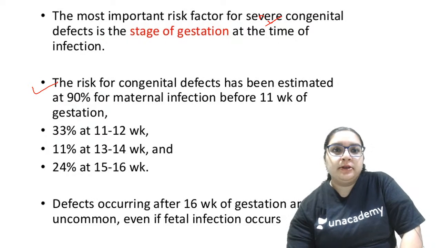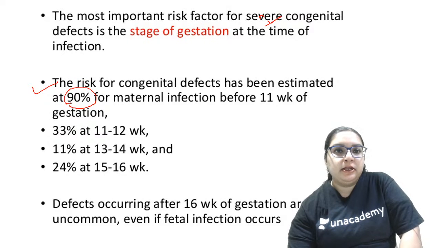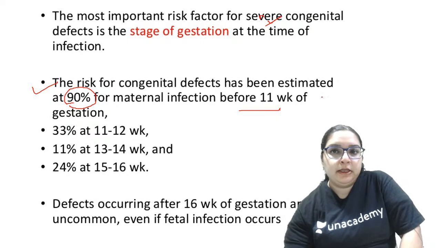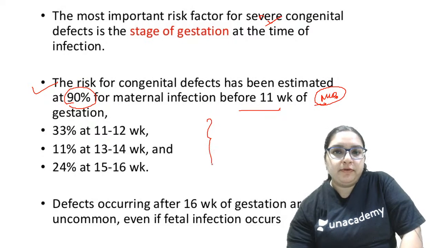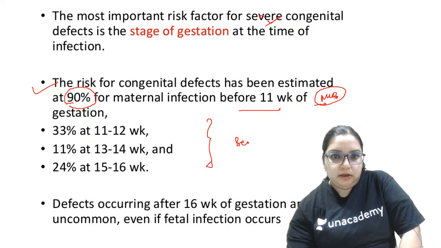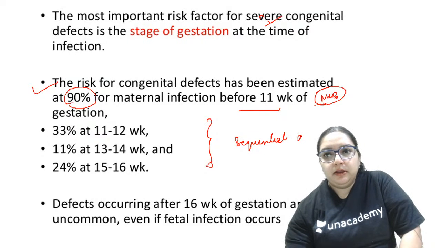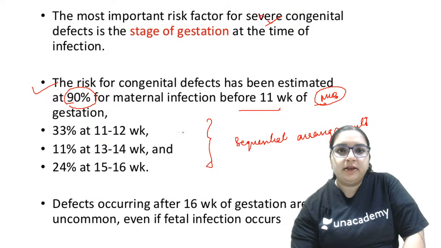Now coming to the next portion, which is very important. The risk for congenital defects has been estimated at 90% for maternal infections before 11 weeks of gestation. So this was an MCQ which I have directly picked up. Now this is important for your sequential arrangement. So what is this basically? This is the risk of having an infected fetus.